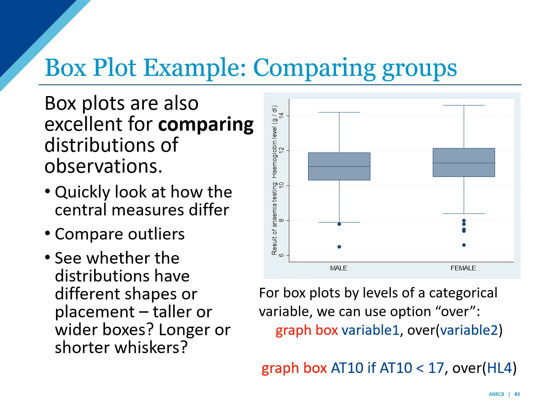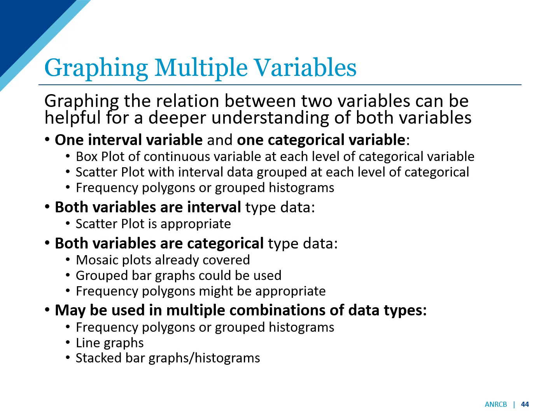To create box plots by levels of a categorical variable, we can use the option over and the categorical variable in parentheses. Here is the syntax for plotting hemoglobin levels by sex, which is HL4. We've touched on this a bit already in this presentation, but graphing the relationship between two or more variables is very helpful for gaining a deeper understanding of each variable.